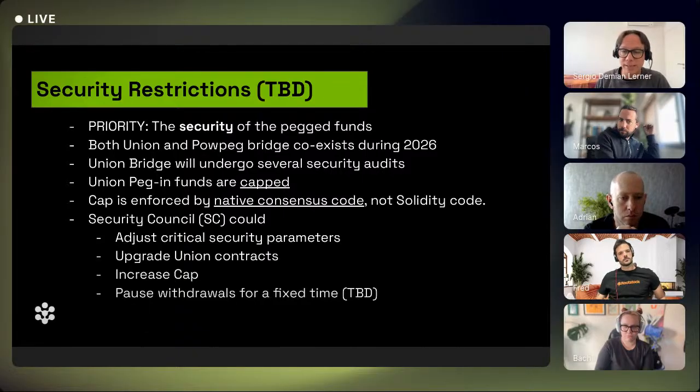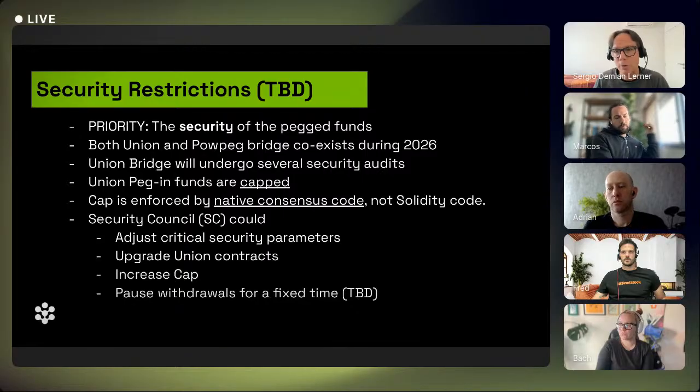Both bridges will coexist during next year, that's for sure, if we continue with this plan, so that we can launch the Union Bridge with a cap on the amount of funds it can handle. In that way, if there is any problem, we can make users whole or bring the Bitcoins back to the system without affecting anyone's money. Obviously, we don't want that to happen, but we want to make sure that we do the required steps to be fully secure. So the system will undergo several security audits, and we put this cap.